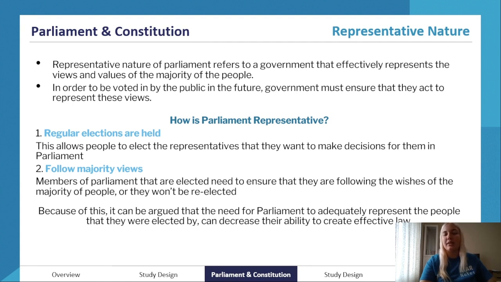So because of this, it can be argued that the need for parliament to adequately represent the people that they were elected by can decrease their ability to create effective law. If you think about that, well, why is that so? We cannot really make laws that are beneficial for the minority groups in society and harmful or in some way affect the majority of people, the citizens of Australia. Because if we get the support of minority groups, we will lose the support of the general public if those laws are harmful in some way to the majority. So there is no real interest for government to create laws beneficial to minorities, unfortunately.